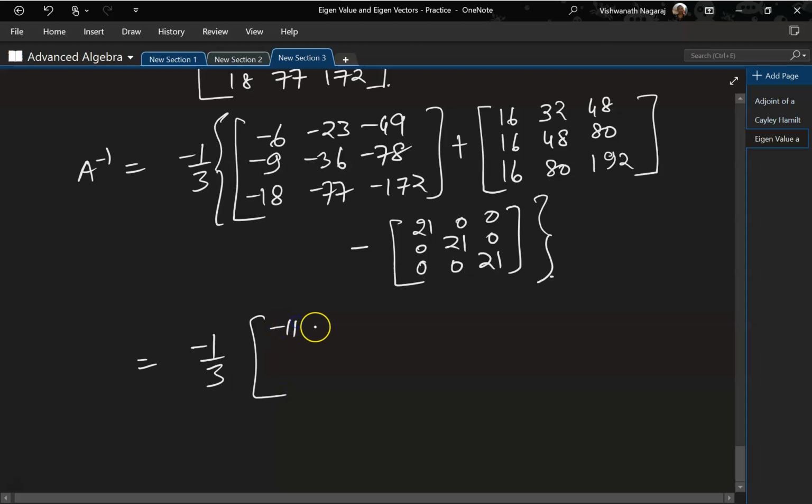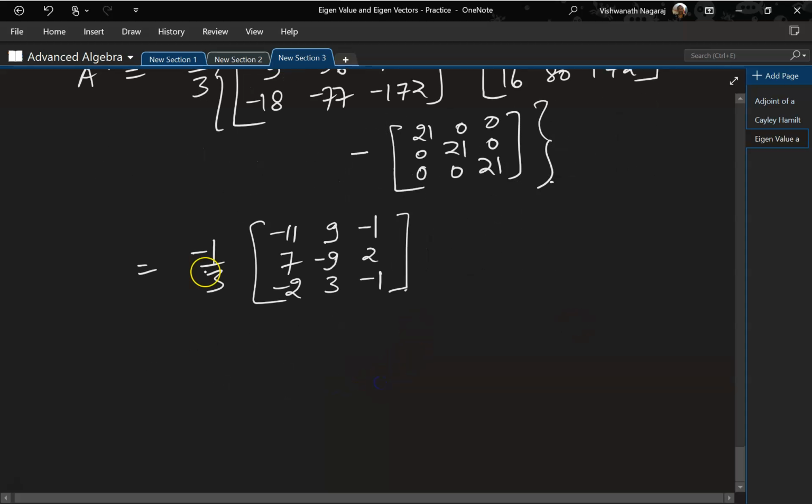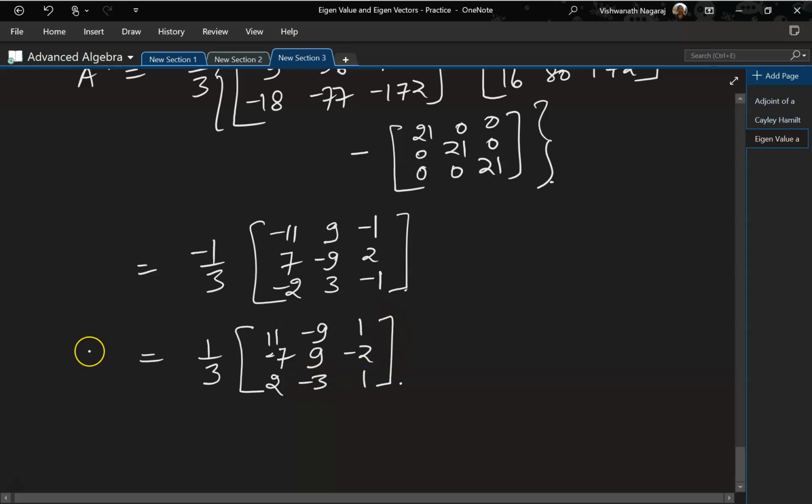So minus 11. Similarly, if we do this arithmetic, we get 9 minus 1, 7 minus 9, 2 minus 2, 3 minus 1, and let's take this minus in, so we get 1 by 3 times 11 minus 9, 1 minus 7 9, minus 2, 2 minus 3, 1, and this is the inverse of A.